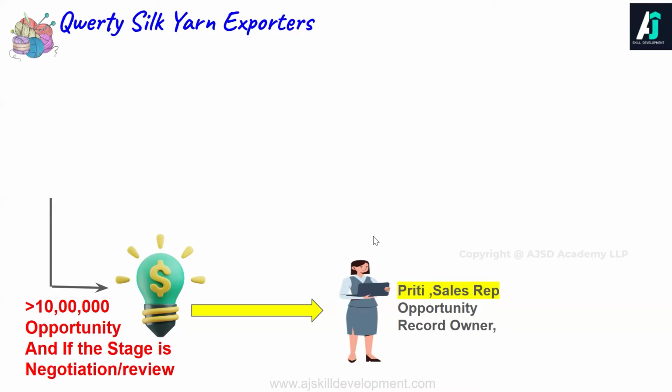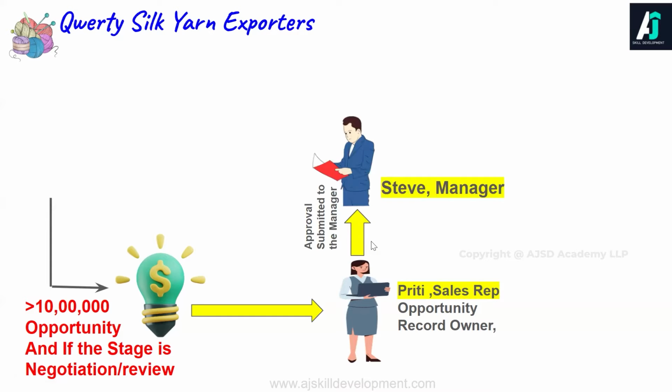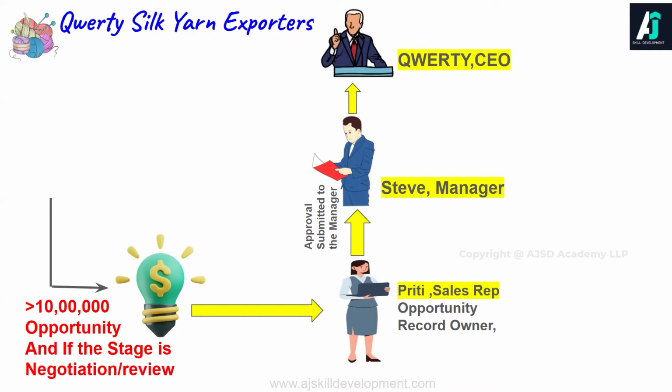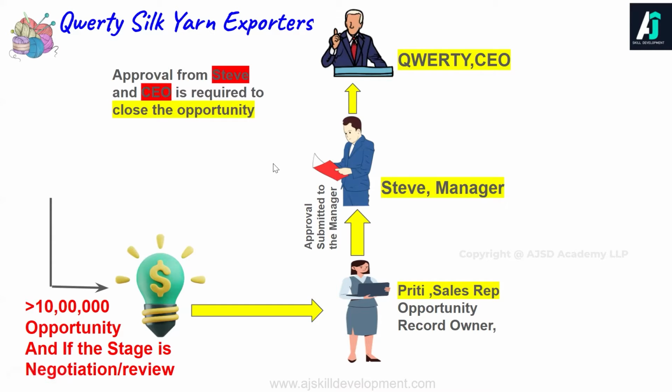The first level of approval she is going to get from her immediate manager, who is Steve. Steve is her manager. She has to get immediate approval from him, and even then she cannot proceed to close this opportunity. Why? Because the amount of the opportunity is very high, so it requires one more level of approval from the senior management, who is the CEO of QWERTY Silcan exporters. QWERTY Silcan exporters CEO approval is mandatory for closing this particular opportunity.